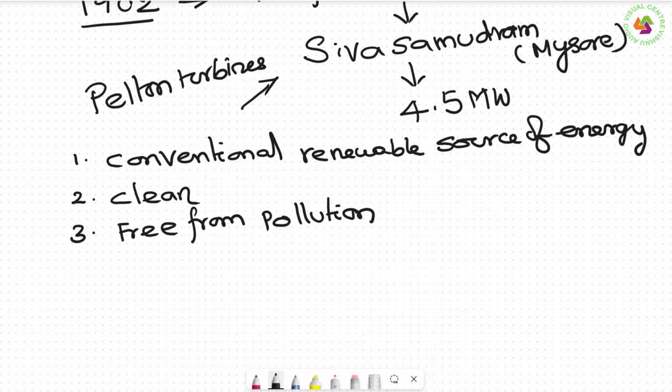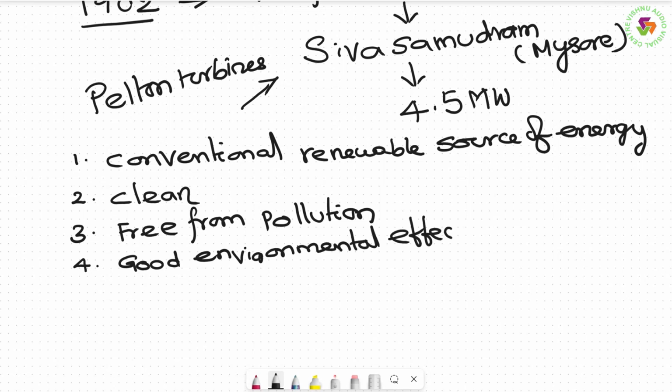A hydroelectric power station does not cause any pollution, whereas a thermal power plant creates so much pollution. And it actually has good environmental effects, because the temperature surrounding the plant, because of so much water being there, will be less. Even the groundwater levels at that place are higher. So these are the plus points.